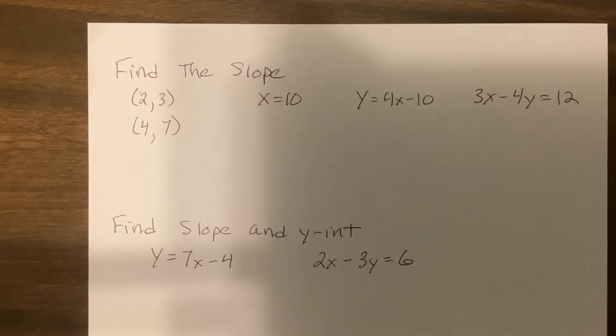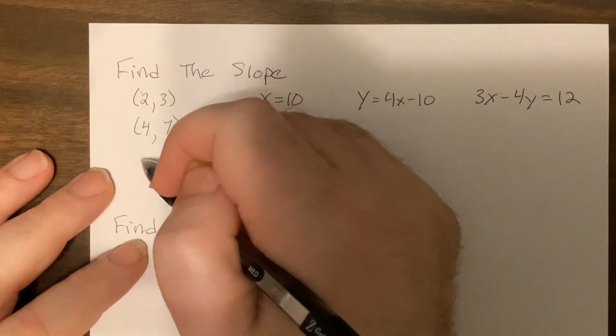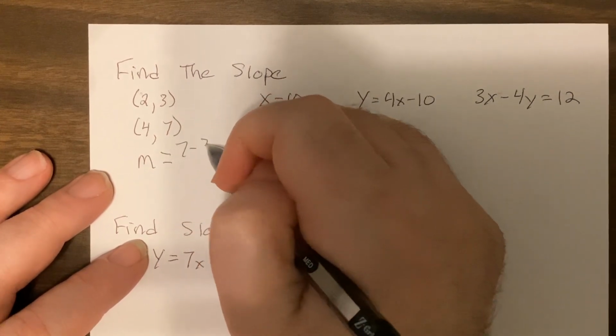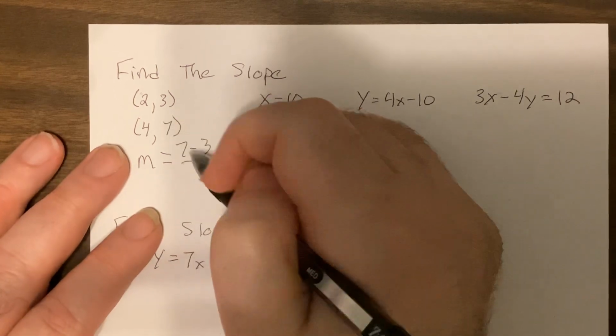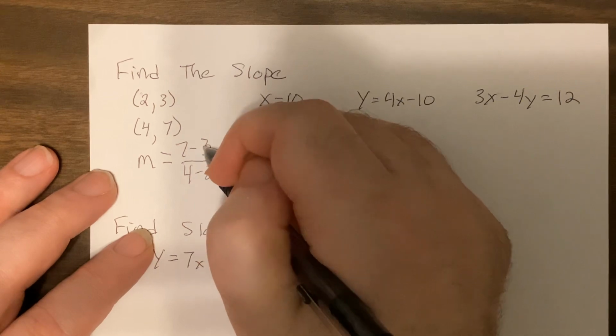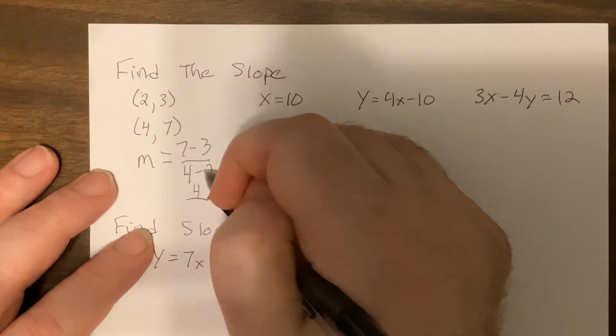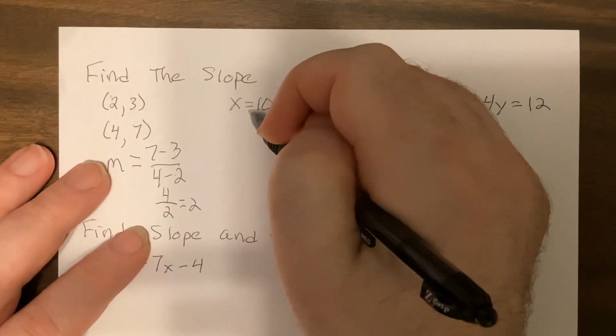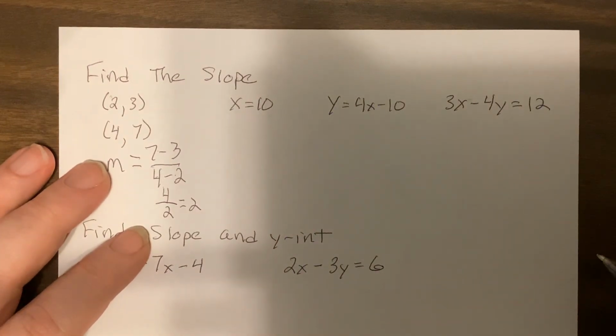Okay, so now we're finding slope and finding equations. Very important in the math world. Now remember, given two ordered pairs, slope is changing y over changing x. So there we go. This would be 7 minus 3 is 4, over 4 minus 2 is 2. So that's 2.